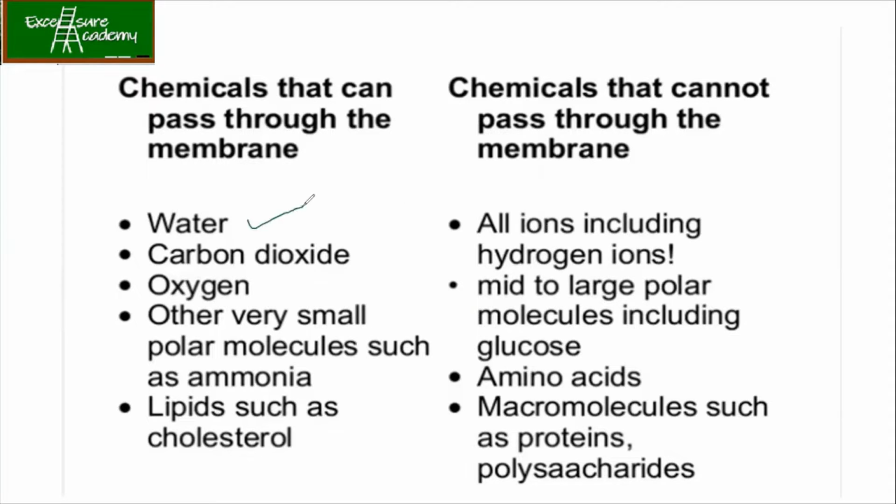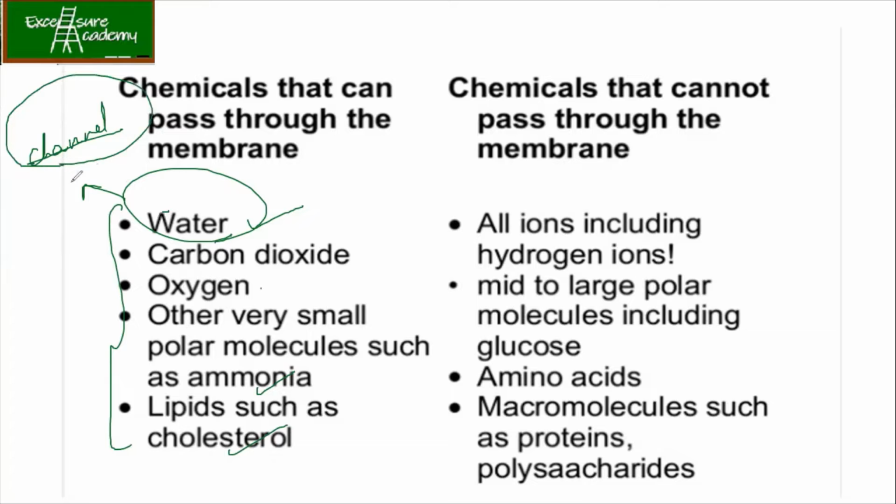Okay, so water, yes, carbon dioxide, oxygen, and other small polar molecules such as ammonia, and lipids such as cholesterol. These are the molecules which can pass through the membrane easily. They don't need any carrier proteins or any channel. We'll talk about water later. Water does have channels also. Even though it can go directly, it sometimes needs a channel also. We'll discuss this; this is the exception.